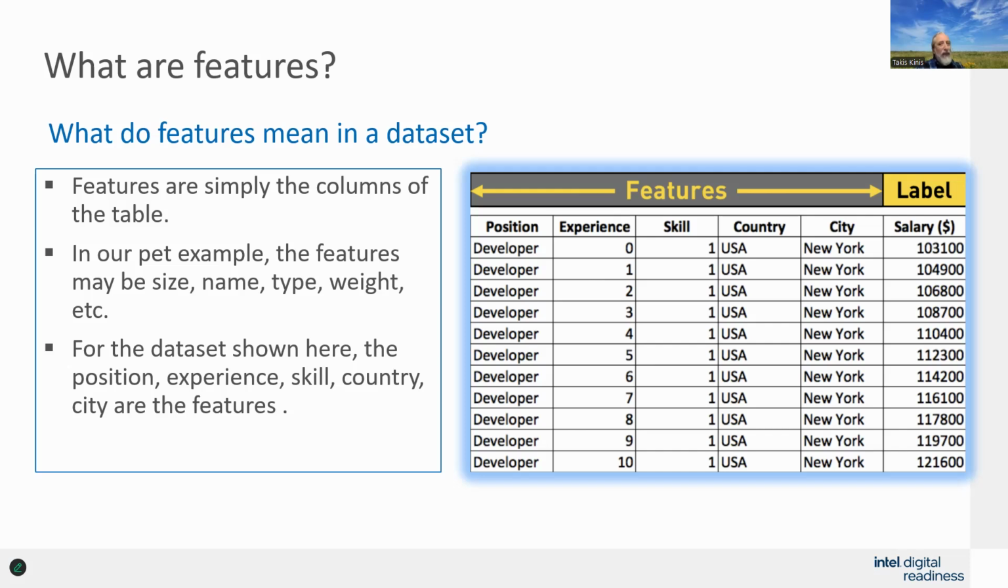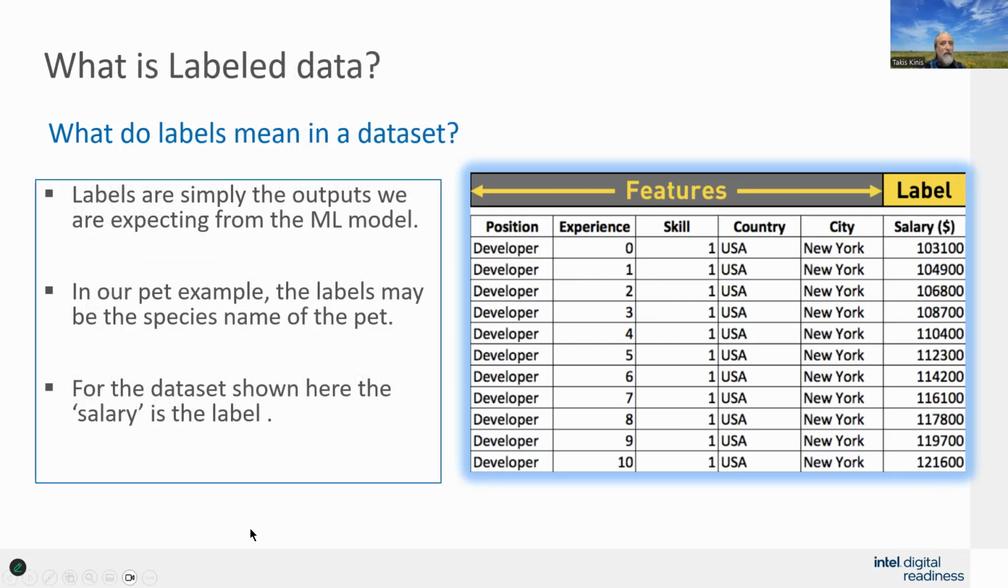You know, maybe if we were looking at pets, the label we'd be looking at is the species: cat, dog, frog, fish, parrot, that kind of thing. So these would all be features, but the label, the salary, is in the label column. And so what is a label then, right? So what do labels mean?